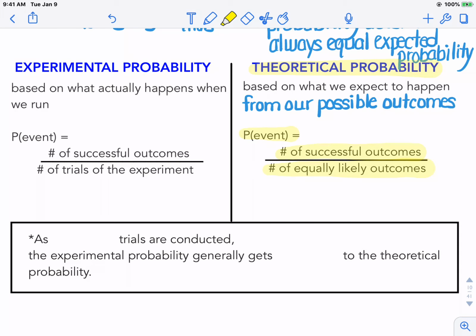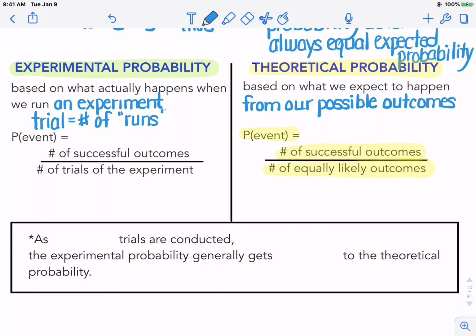Experimental probability then is what came out when we actually ran an experiment and saw what happened. So based on what actually happens when we run an experiment. Okay, and the word trial, I'm going to ask you to put down here. Trial is the number of times we run the experiment. Number of runs of the experiment.